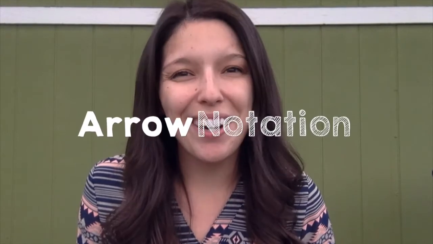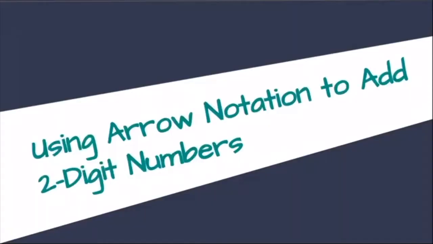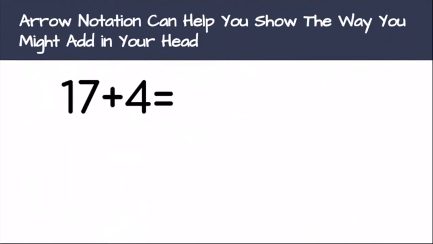Yesterday in math, we learned about using quick drawings and place value charts to solve two-digit addition problems. Today, we are going to be introduced to something new called arrow notation. Using arrow notation to add two-digit numbers. Arrow notation can help you show the way that you might add in your head.